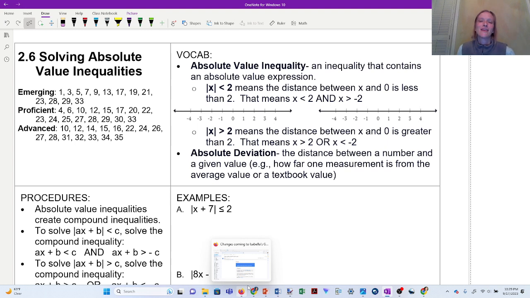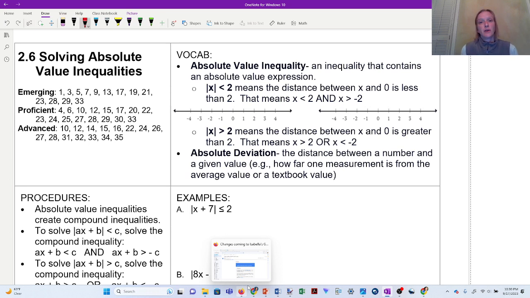Hi folks. The last section in our chapter on solving inequalities is about solving absolute value inequalities. And you're going to see parallels here to a couple things we've learned before. In the last section, we learned about solving compound inequalities, and those skills are going to come into play here. And in the last chapter, we learned about solving absolute value equations, and you'll see similarities to that as well.